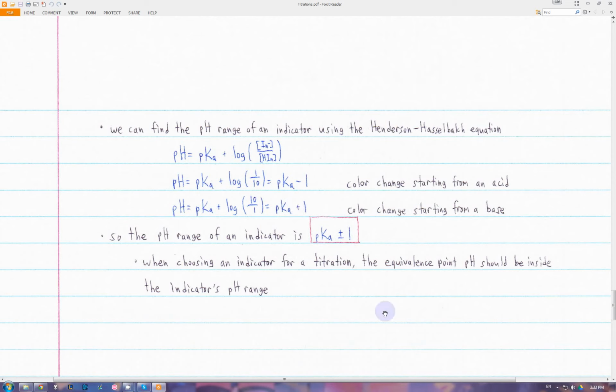So when we choose which indicator to use for a specific titration, we need to make sure that the pH at the equivalence point is inside the pH range of an indicator. Or else, if the equivalence point is too far from the pH range, then the indicator will change color too quick or too late, and so it's basically useless, because the whole point is to have the color change indicate when the equivalence point occurred. So that way we can measure how much titrant we added.